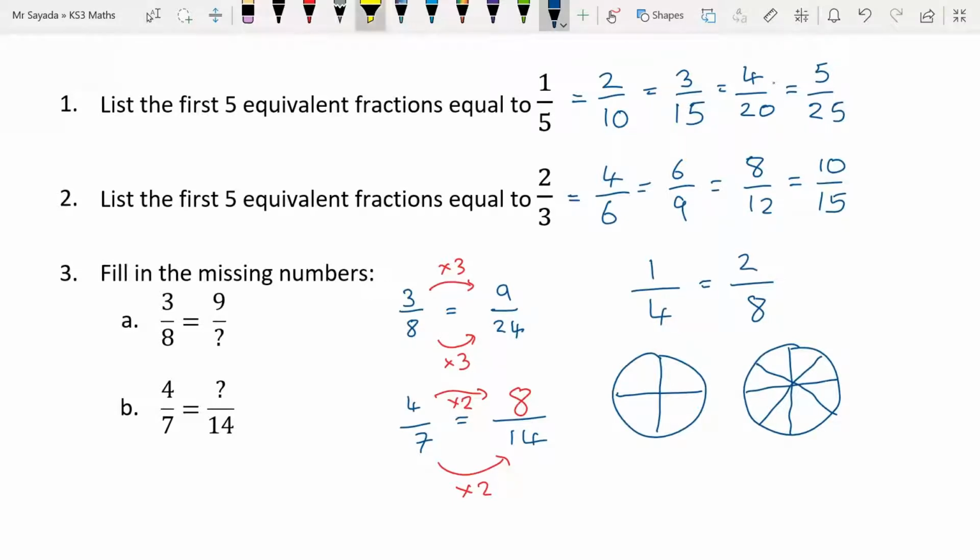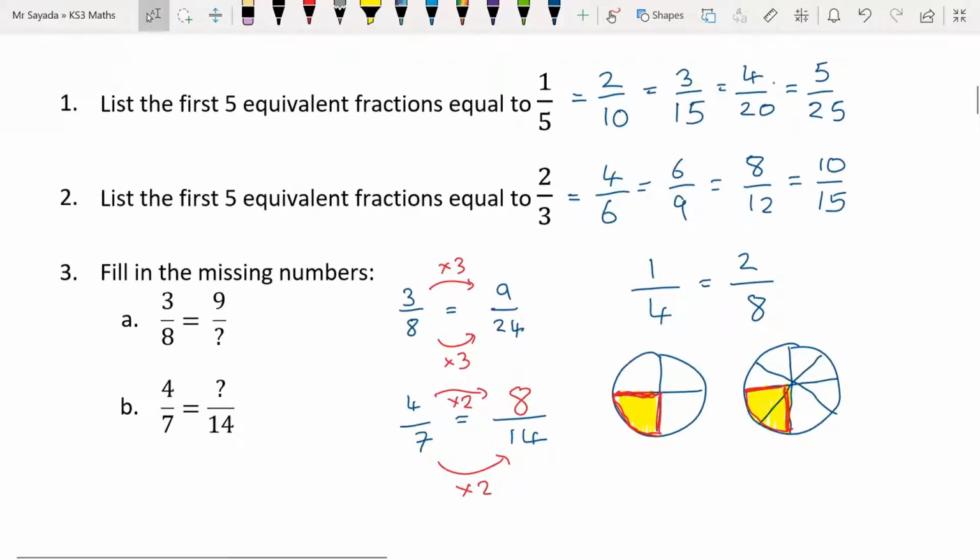And if I shade just one of those 4 parts, it looks like that. And if I shade 2 of the 8 parts, it's exactly the same piece. This piece of the circle here is exactly the same as this piece of the circle here. So 1/4 is the same as 2/8. And that works with every single other equivalent fraction that you could do. So the overall rule is that whatever you do to the top of the fraction, you do to the bottom as well.